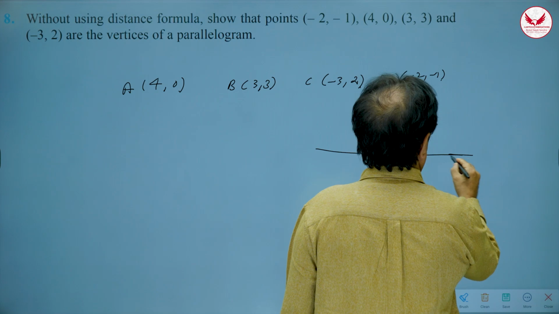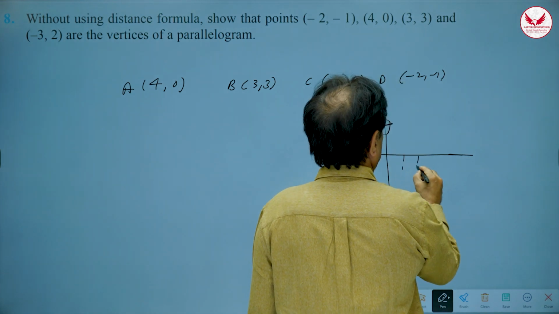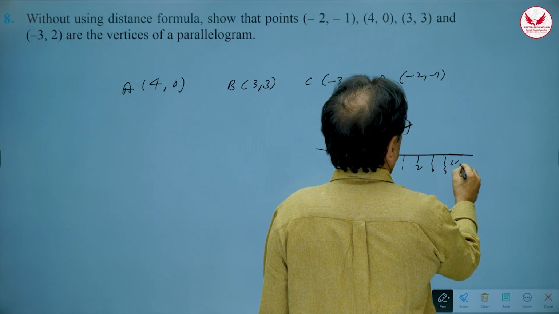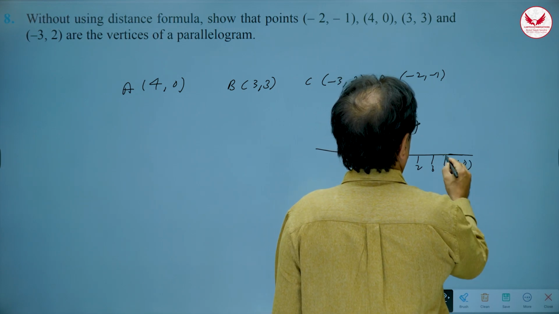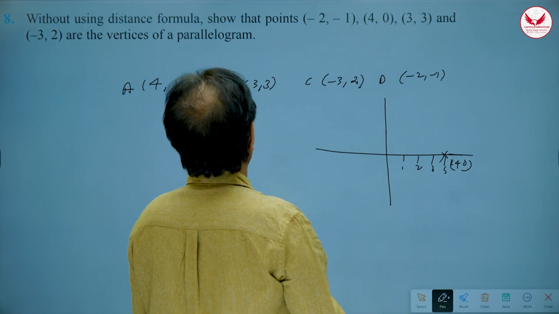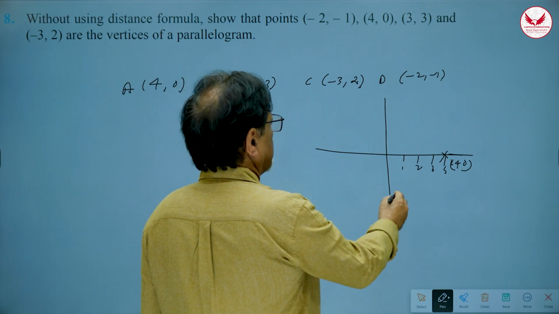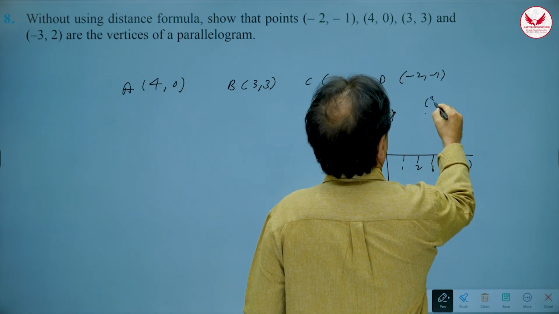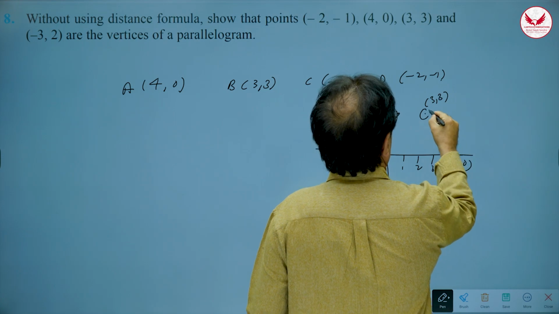So therefore, if you actually want to visualize this, the first point is (4, 0). So (4, 0) will be here. So I'll call it 1, 2, 3, 4, right? So (4, 0) is this point. Okay, (4, 0). Now (3, 3). So (3, 3) will be somewhere here, right? This will be the point (3, 3).